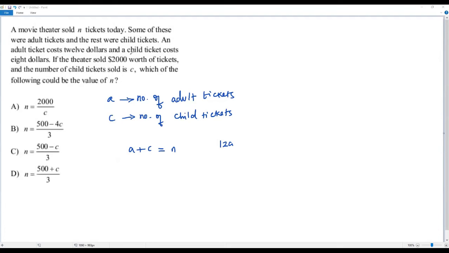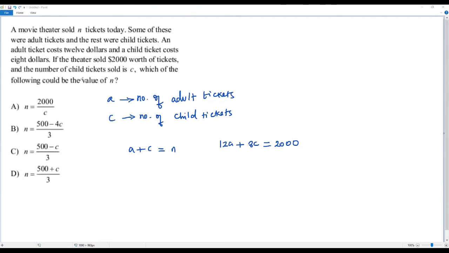And the cost of one child ticket is $8. Then to get the total cost of C child tickets, we multiply the cost of one ticket, $8, by the number of tickets, that is 8C. Here, this is the amount collected by the theater by selling A adult tickets, and this is the amount collected by selling C child tickets. When we add them, we get the total amount collected. According to the information, that is $2,000. So this is equal to 2,000.